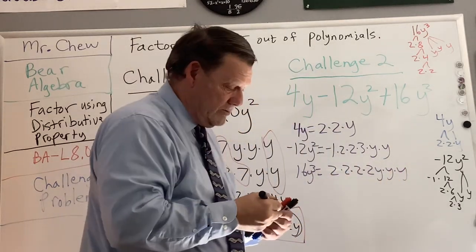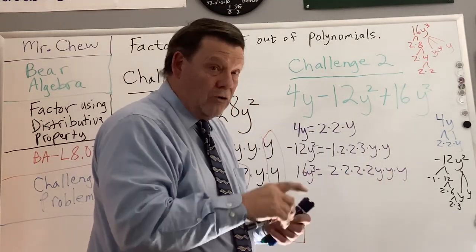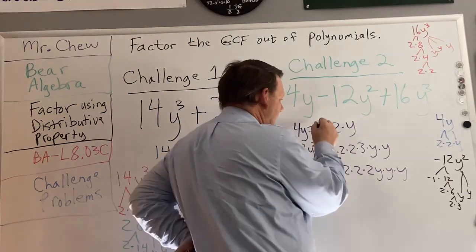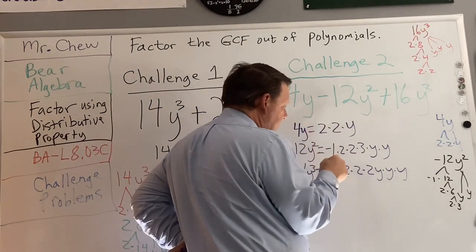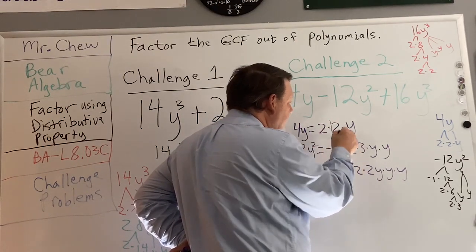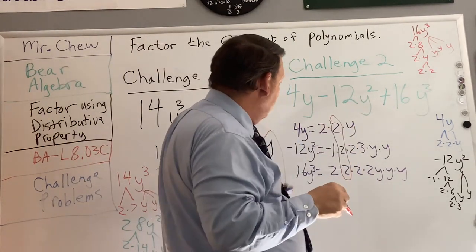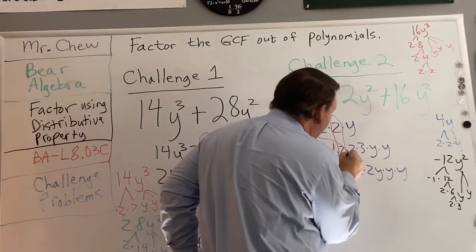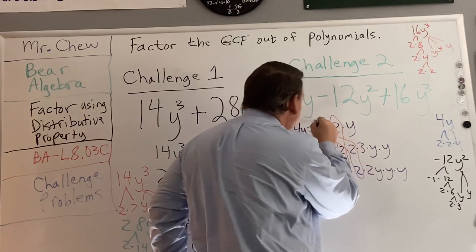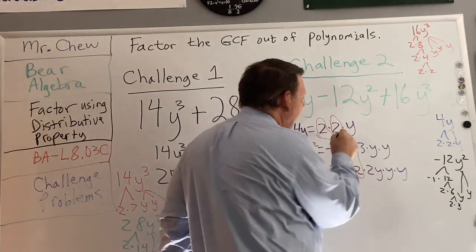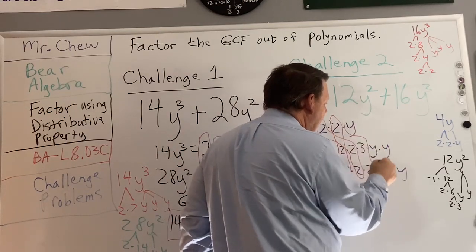Remember what you do next? You circle what's in all of them. So I can't circle this negative 1 because it's not in all of them. But I can see right here that it's got a 2 in all of them. Well, there's another 2 here, so you got to be careful. And they can cross here as long as you keep them separate. I just wanted to show you how that worked. And I've got a y here.